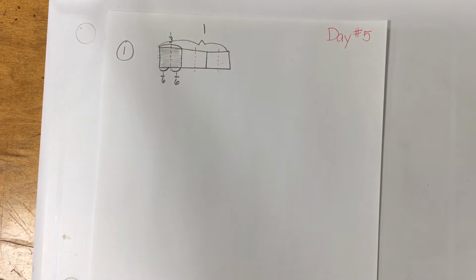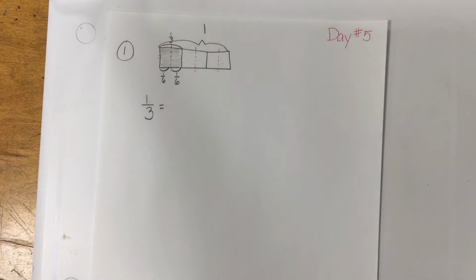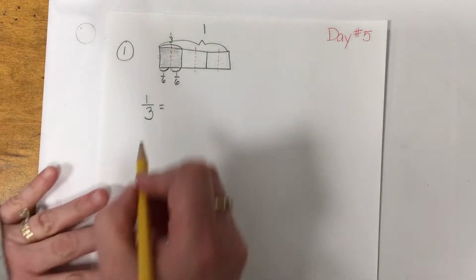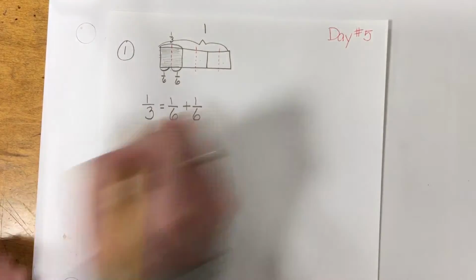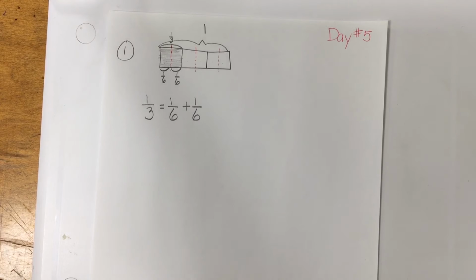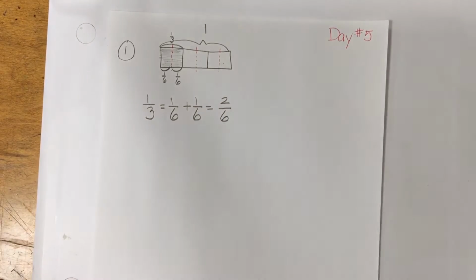So, I can show that in my number sentence. I started with 1/3. I decomposed that third into 6ths. It takes 2/6 to equal the same as 1/3. And when I add 1/6 plus 1/6, I get 2/6.